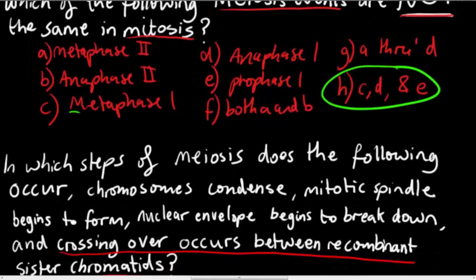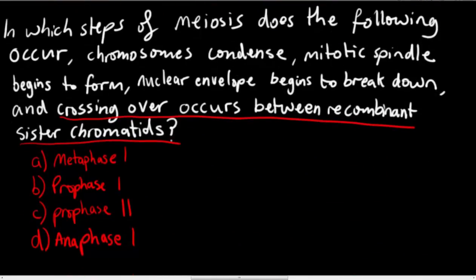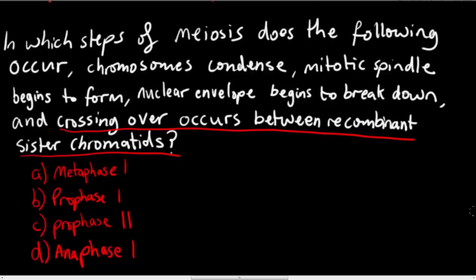And then the last problem. In which steps of meiosis does the following occur? Chromosomes condense, mitotic spindle begins to form, nuclear envelope begins to break down, and crossing over occurs between recombinant sister chromatids. I highlighted this as important. Pause the video and figure out the answer.